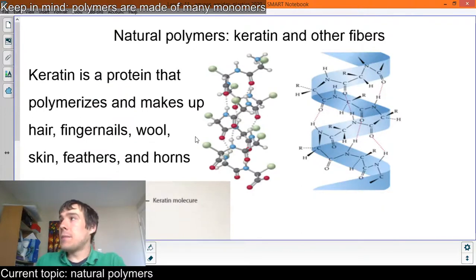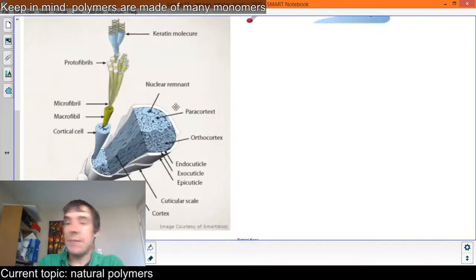Other ones, copolymers, like keratin. Keratin's our skin and our nails and stuff. Wool, skin, feathers, horns. It's a big, long chain. Notice these little hydrogen bonds in here, these red hydrogen bonds. It's hydrogen bonding to itself. And it makes it very tough.